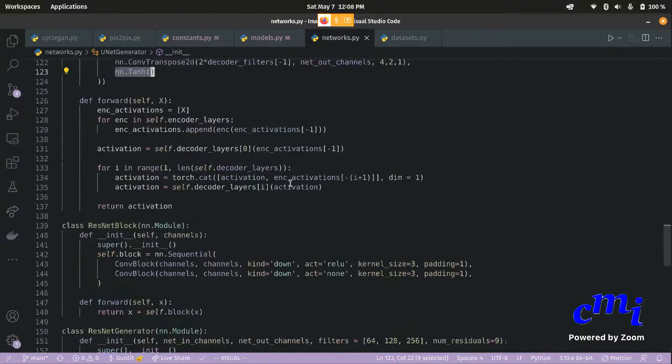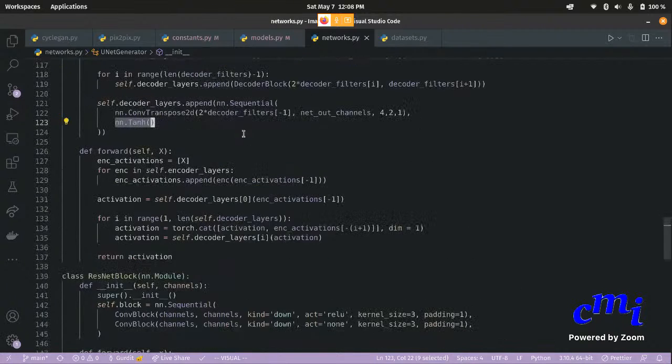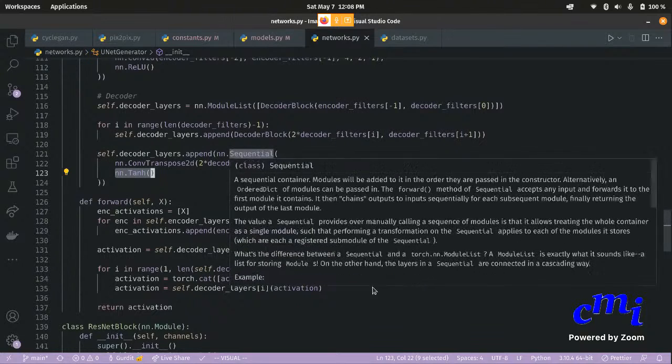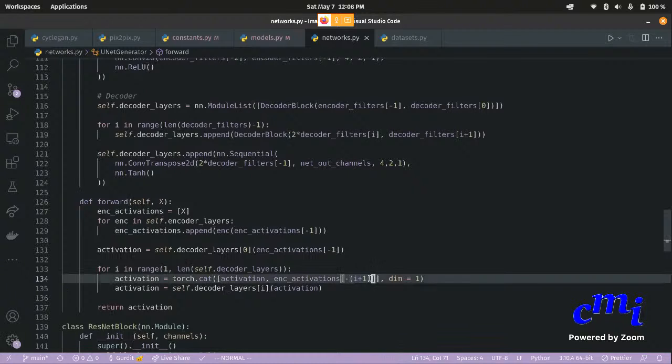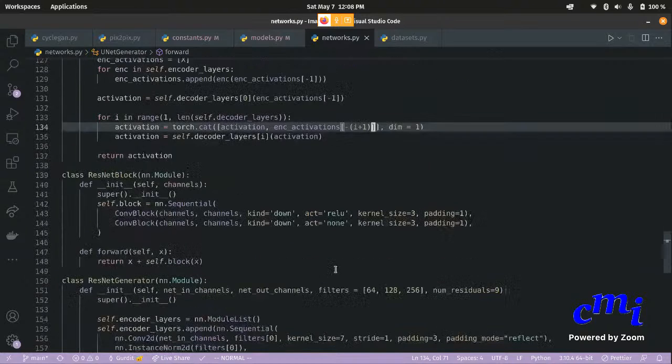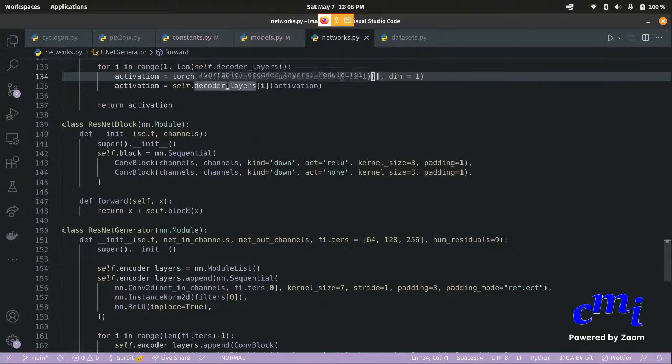For these skip connections in the unit model, I basically get the index of the corresponding encoder activation, add it to the activation for the decoder, and pass it through. So that was the unit generator.